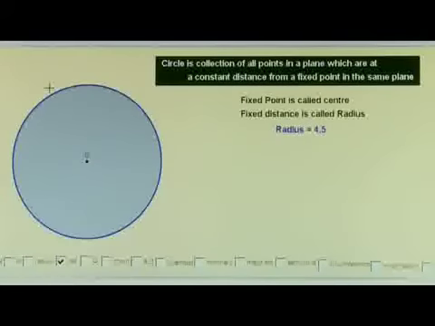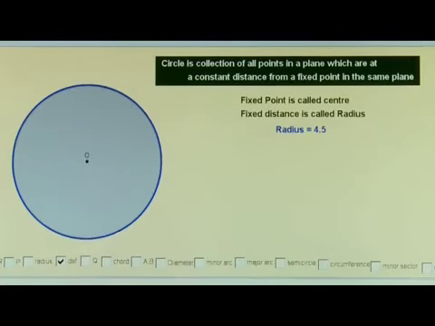Dear learners, let us learn some more concepts related with the circle. You are very much familiar that the circle is the collection of all points in a plane which are at a constant distance from a fixed point in the same plane. This fixed point is the center of the circle.